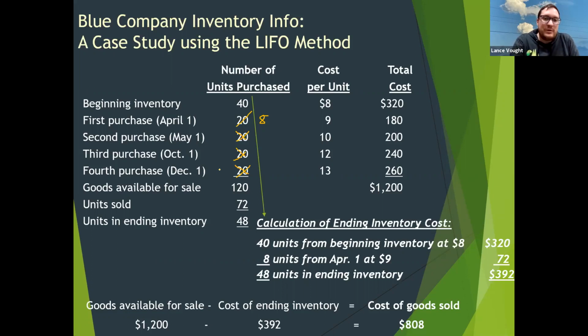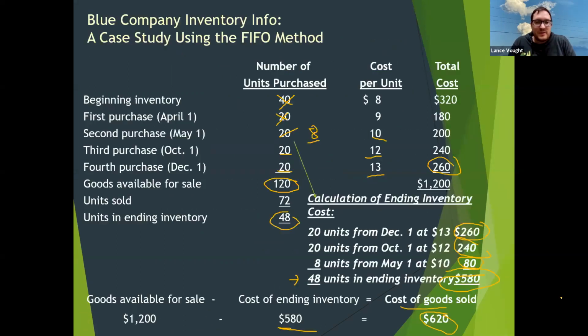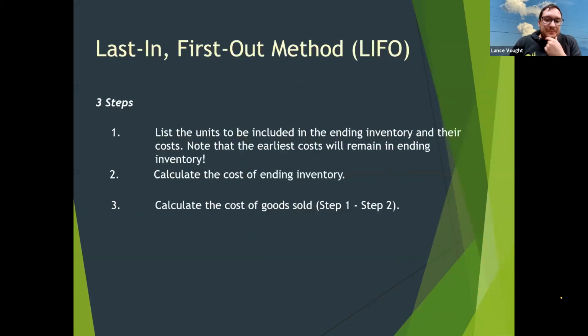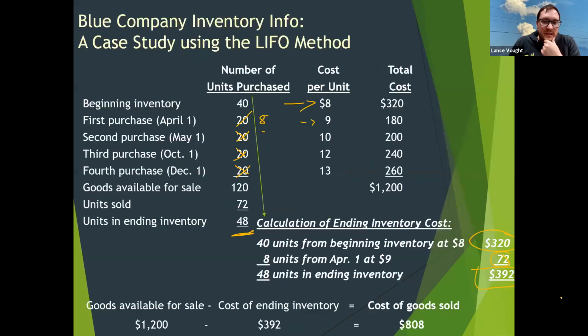So if we do that, we still have the 48 left over. 40 are going to be contributed times 8, so that's $320. The other 8 are going to be contributed to the $9 unit, which is 72. So add that together, you get $392. So notice how different it is. This one had $580 as your cost of inventory. This had $392 as your cost of inventory. And so your cost of goods sold here was only $620. This one was $808. So you get variability in your analysis.